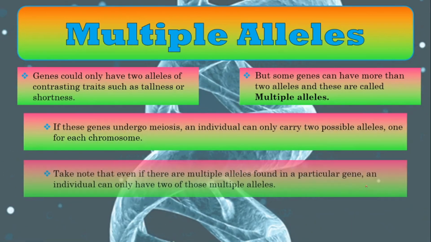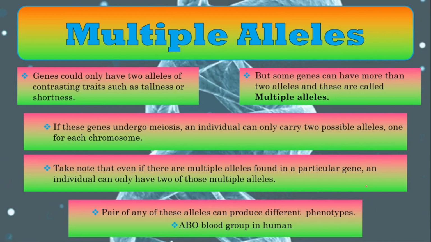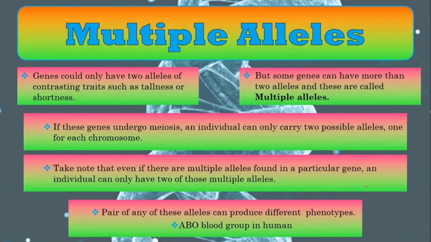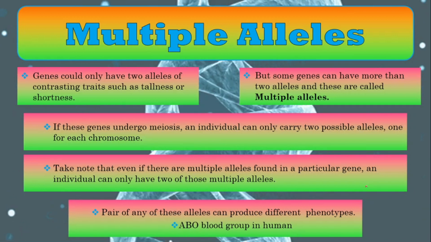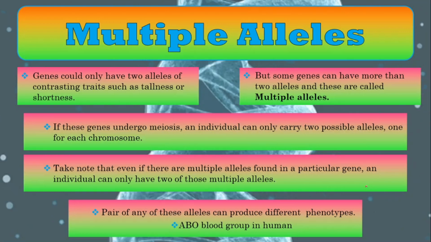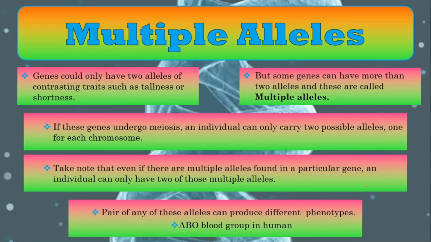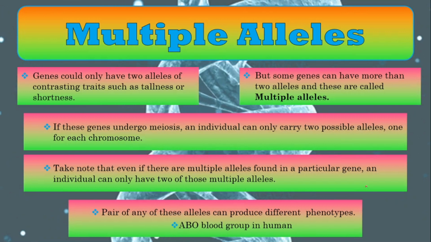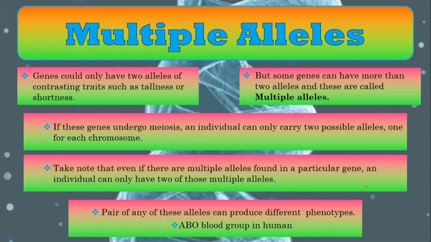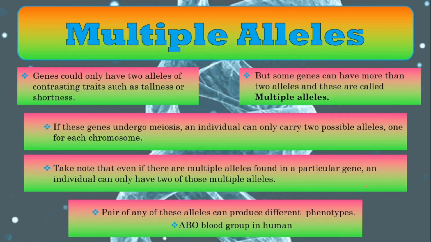Multiple alleles. Genes could only have two alleles of contrasting traits such as tallness or shortness. But some genes can have more than two alleles, and these are called multiple alleles. If these genes undergo meiosis, an individual can carry two possible alleles, one for each chromosome. Take note that even if there are multiple alleles found in a particular gene, an individual can only have two of those alleles. Pairs of any of these alleles can produce different phenotypes. ABO blood group in humans is an example of multiple alleles.